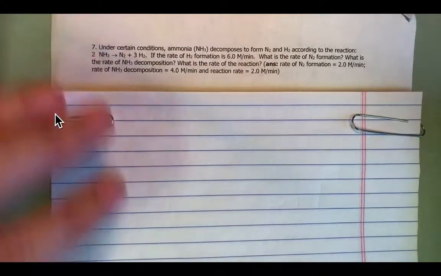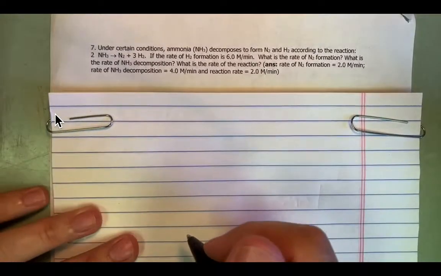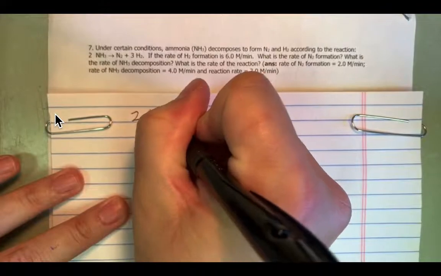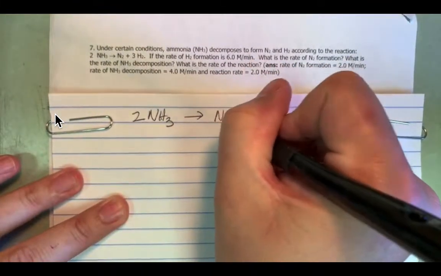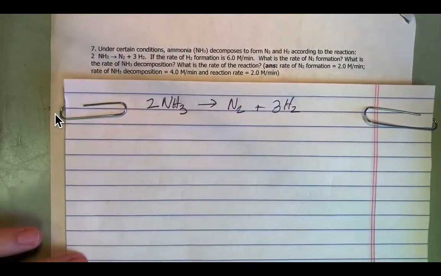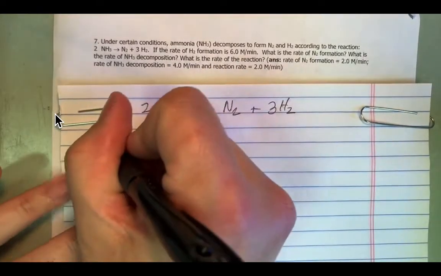All right, now we're moving on to some kinetics problems. So for the reaction that we have here, we have two NH3 decomposing to give us N2 plus 3H2. And we can write what's called the rate equality for this. And this is always the first step for this sort of problem.